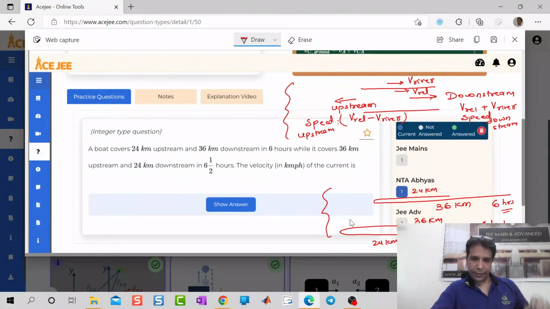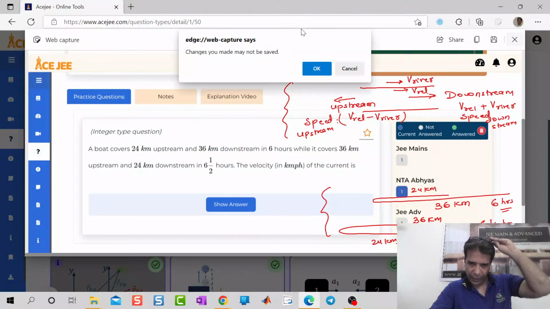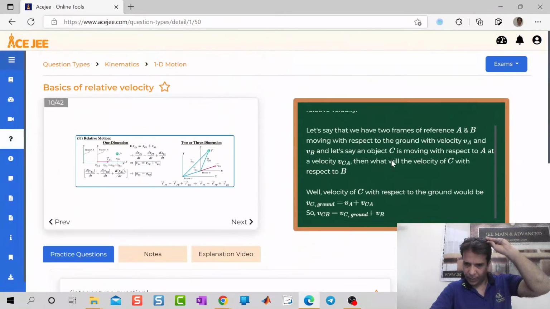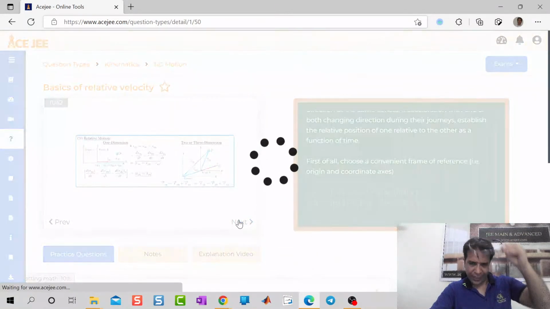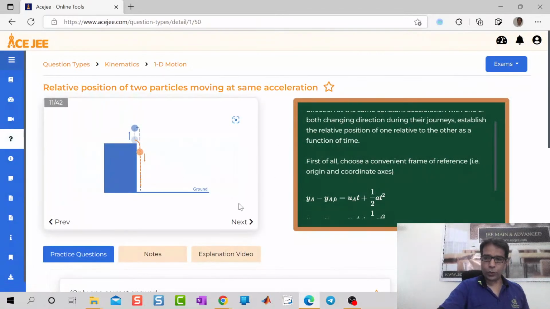Excellent, excellent. That's it. Okay, let's move on, beta. Let's go to the next type of question. Today, our target is to reach till question type 14. So we want to finish till 14. So in this one, we're talking about the relative position of two particles moving at the same acceleration. And again, the motion is in one direction.